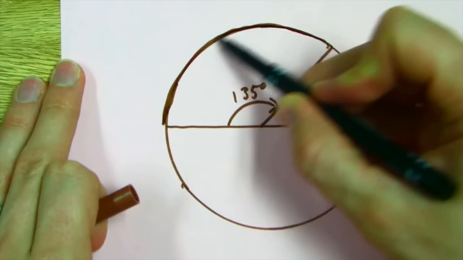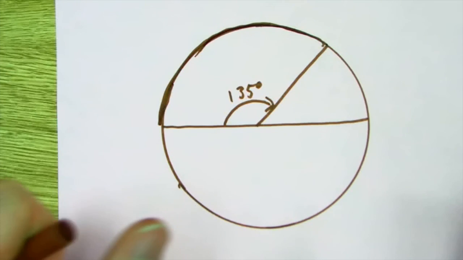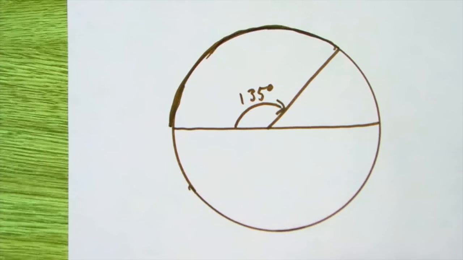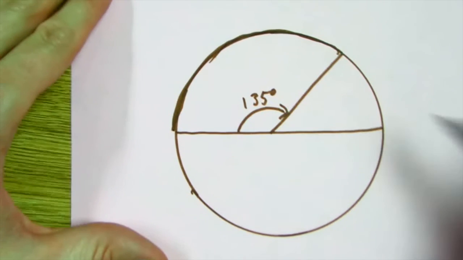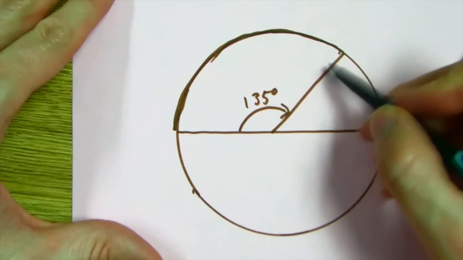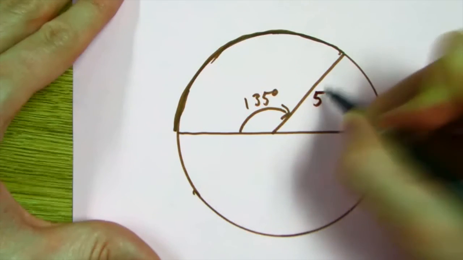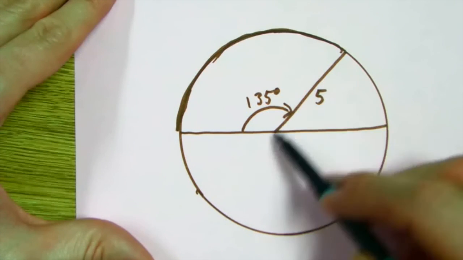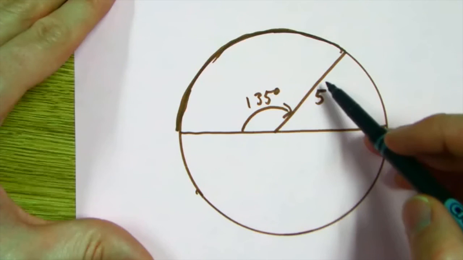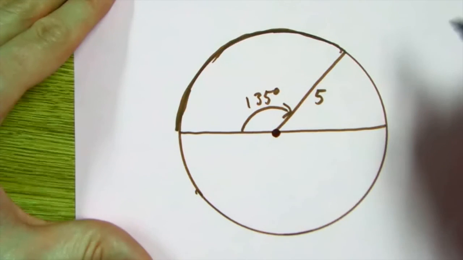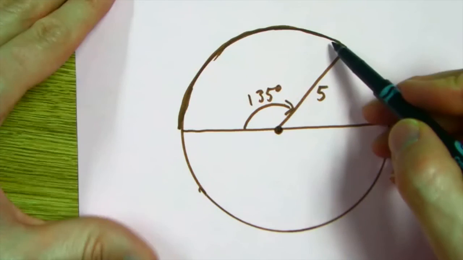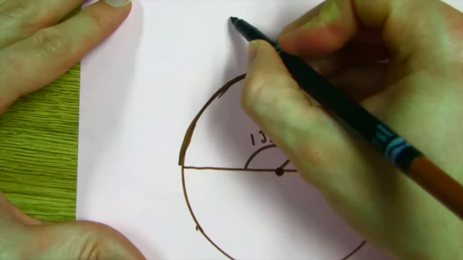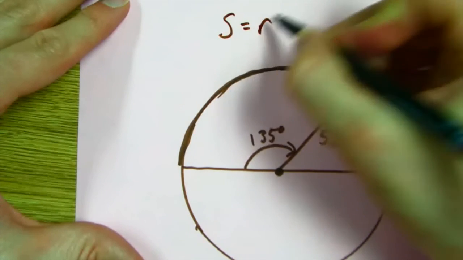To find that arc length, you really only need to know two things: the angle in radians, and the radius of the circle. We don't have the radius labeled, so let's just say that it's 5. So I have a 135 degree angle, a 5 unit radius for my circle, and I want to find this arc length. Here's the cool thing: arc length has a very simple formula, and it is S equals R theta.